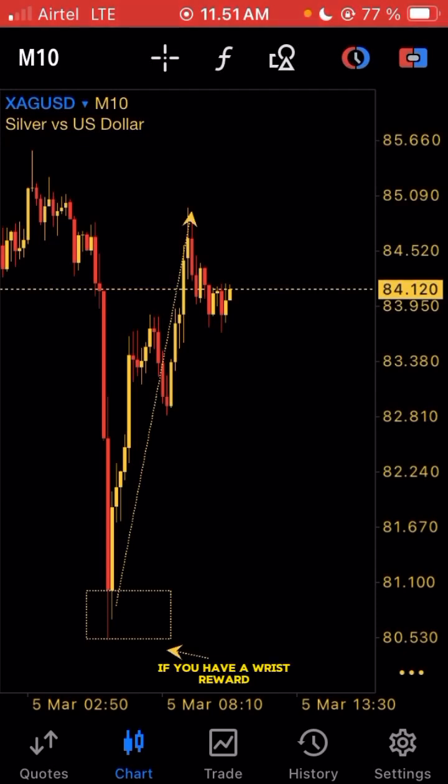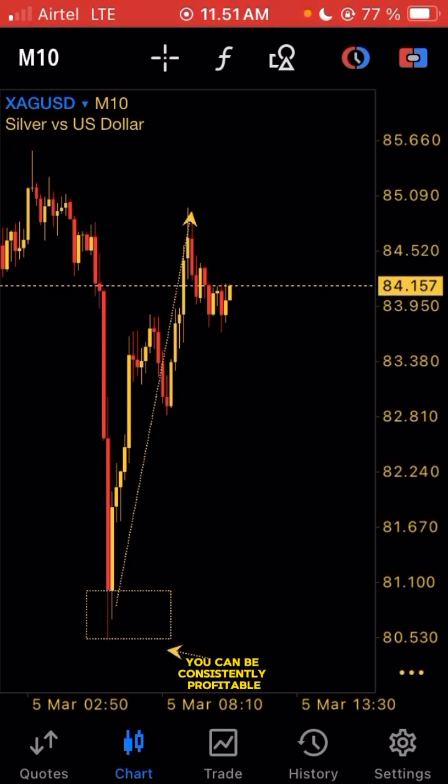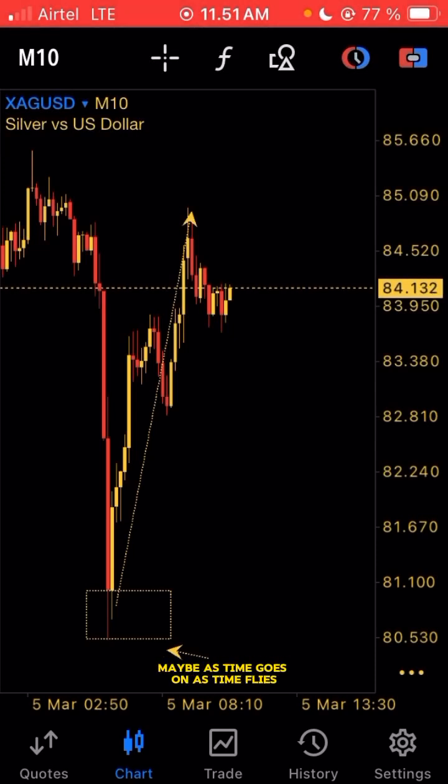If you have a risk to reward ratio of 1:5 and that has been your goal, if you have that goal achieved, you can be consistently profitable and you don't even have anything to bother about again. Anything you want to be bothered about, maybe as time goes on, as time flies, you can decide to increase it if you want to, but remember your strategy is the key.